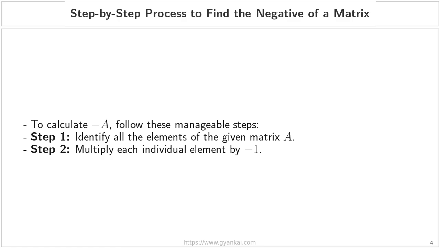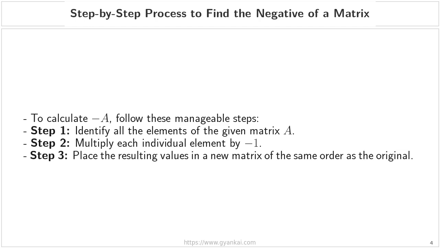Moving to step 2, multiply each individual element by -1. As we discussed in the previous slides, this is the core of the process. You are essentially flipping the sign of every number. Remember, if a number is already negative, multiplying it by -1 will make it positive. Finally, in step 3, place these resulting values into a new matrix. It is important to ensure that this new matrix maintains the exact same order or dimensions as the original matrix. Once you're comfortable with this 3-step process, we will apply these steps to some concrete numerical and real-world examples in the next slide.